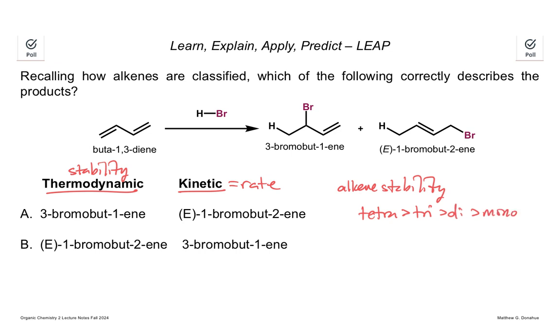We learned that a tetrasubstituted alkene is the most stable, a monosubstituted alkene is the least stable. That was from the heat of hydrogenation experiment. So this is disubstituted. This is more stable, so that's going to be our thermodynamic product. We can eliminate A, and B will be our correct response.